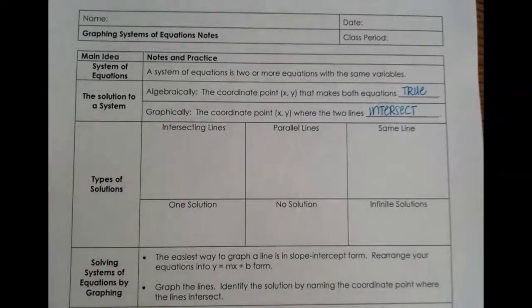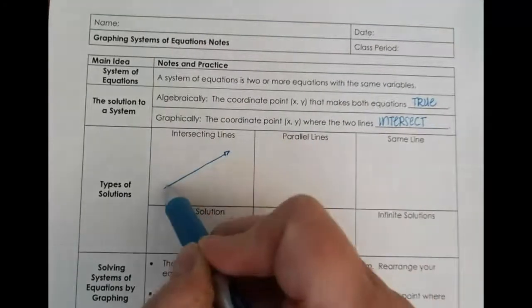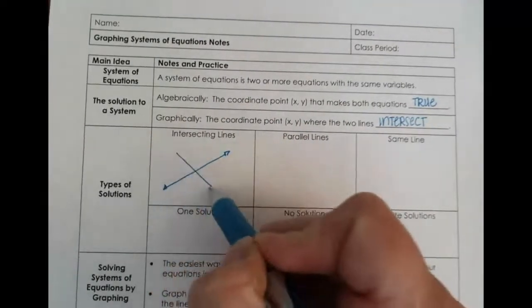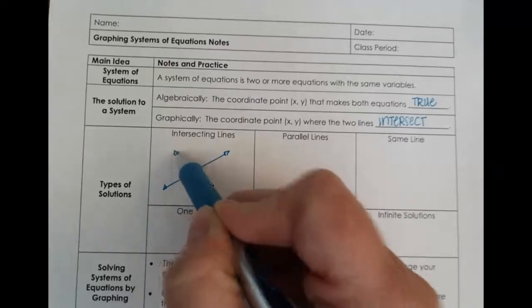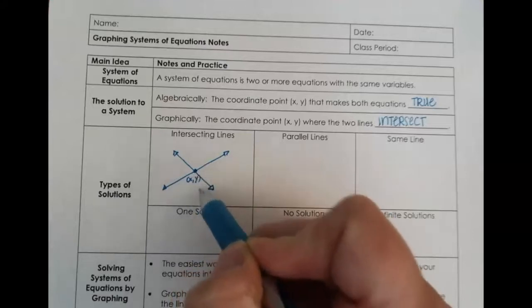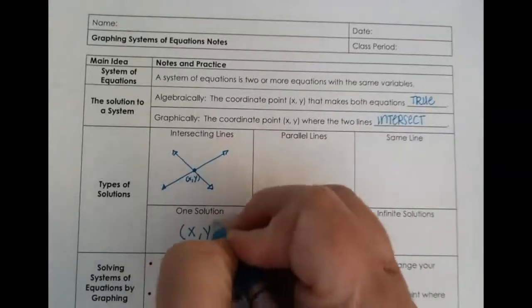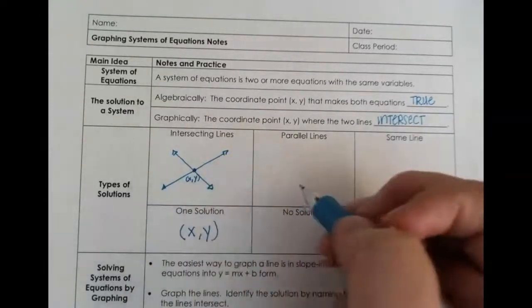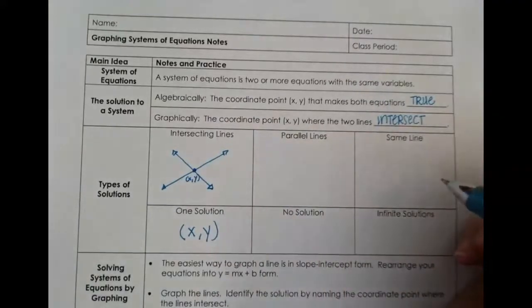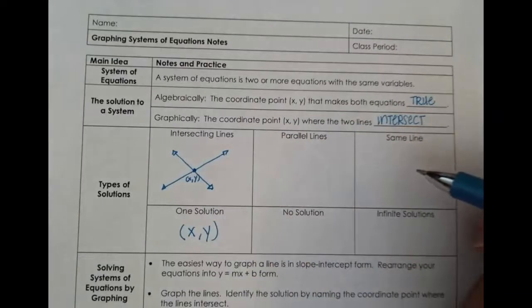So there's three types of solutions that we run into while graphing our systems of equations. One is you can have intersecting lines, and what that means is you're going to have lines that cross each other. Where these two lines cross is a point. That point is the solution. Okay? You can only cross two lines one time because they're straight, so they're not going to cross each other again. So anytime you have two lines cross, one point will make both equations true.